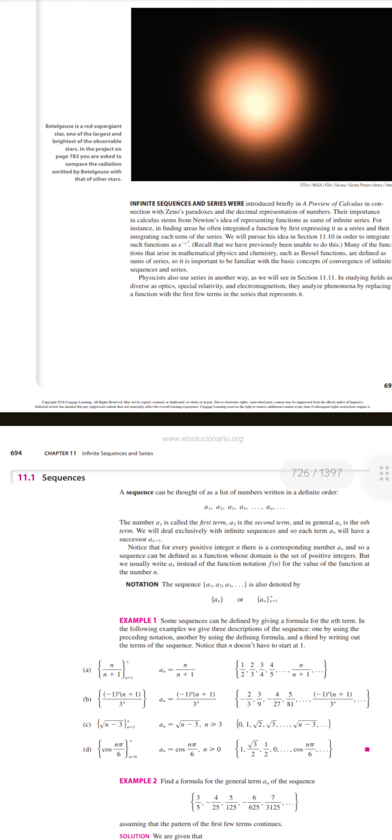And so a sequence can be defined as a function whose domain is the set of positive integers. But we usually write a sub n instead of the function notation f of n for the value of the function at the number n. Notation: the sequence {a1, a2, a3, ...} is also denoted by {a sub n} or {a sub n} from n equals 1 to infinity.